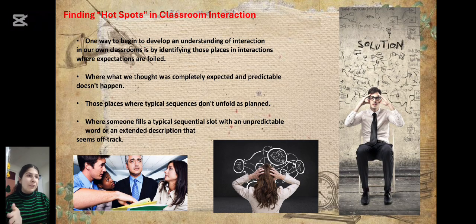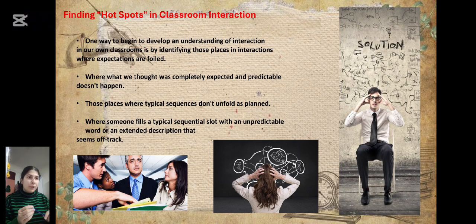Then we have finding hotspots in classroom interactions. One way to begin to develop an understanding of interaction in your own classrooms is by identifying those places in interactions where expectations are foiled. For example, where what we thought was completely expected and predictable doesn't happen. Or those places where typical sequences don't unfold as planned. Or where someone fills a typical sequential slot with an unpredictable word or unexpected description that seems off track.